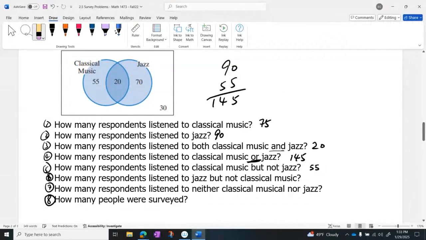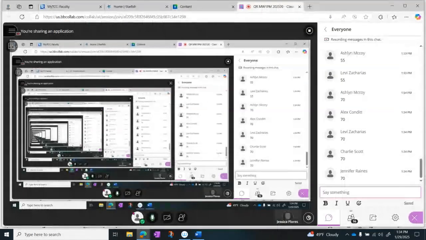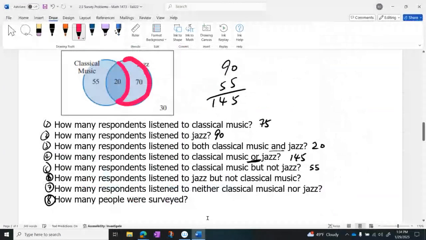Number 6. How many respondents listen to jazz but not classical? Perfect, I believe you have 70. Exactly. 70 people only listen to jazz, not classical.